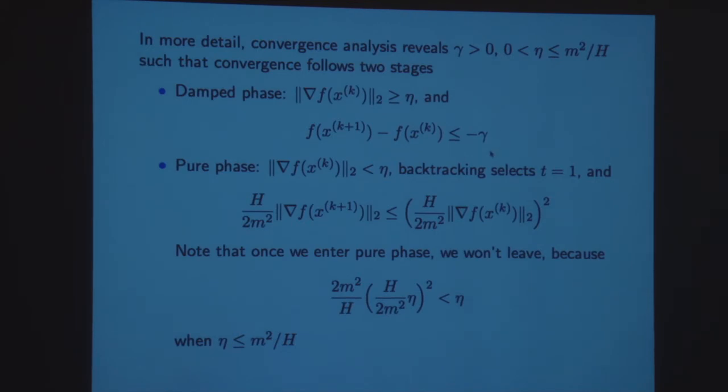We're proving that actually we have a descent method, and we're descending by at least gamma at each step. The pure Newton phase is kind of an entirely different regime, and we haven't seen this before with first-order methods. It occurs when the gradient of f at, say, iteration k is less than eta. Then we can prove that the backtracking line search always selects t equals 1.